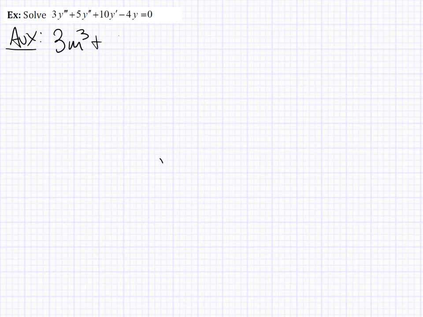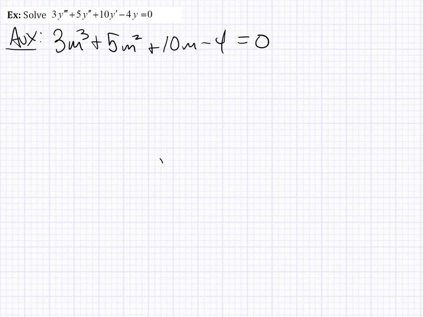3m cubed plus 5m squared plus 10m minus 4 equals 0. Right, so we want to factor this. Grouping's not going to work. We can't factor out a common factor. So you got to think about this.